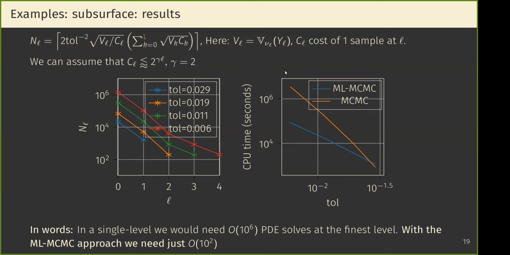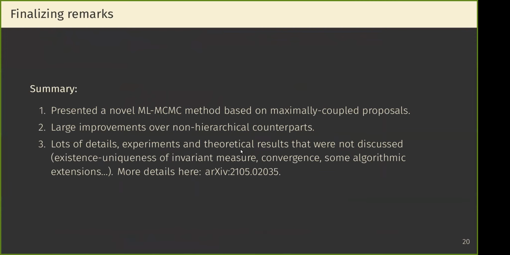And so as we can see, it is roughly two orders of magnitude cheaper to do the multi-level MCMC with respect to just MCMC. Or in more words, in a single level approach at the finest discretization, at the smallest tolerance, we would need about 1 million PDE solves on the finest level, whilst with the multi-level MCMC approach, we will need just about 10 to the 2 PDE solves.